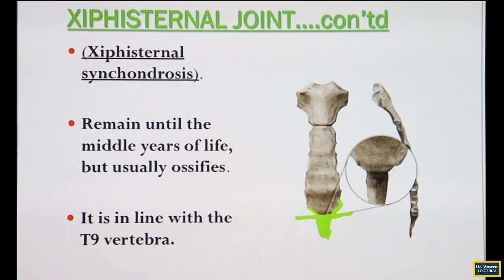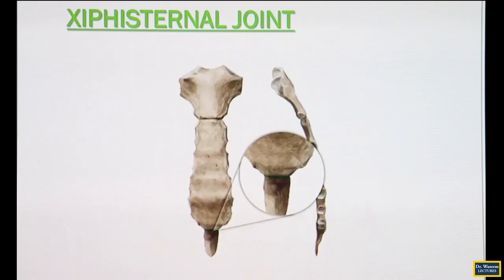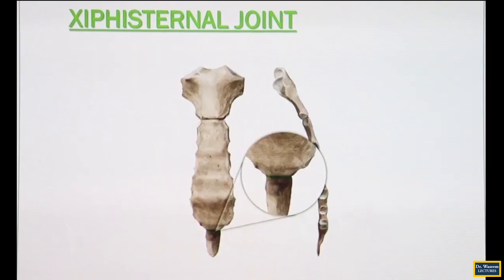And here, the xiphisternal joint. If you are looking at this from the front, anteroposteriorly, I am showing you here. This is your manubrium, then another part, this is called the body of the sternum, and the last part is called the xiphoid process.